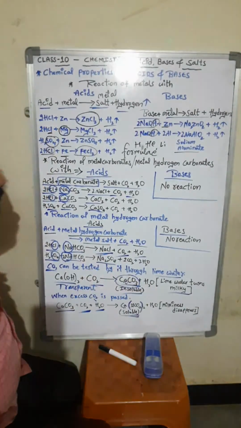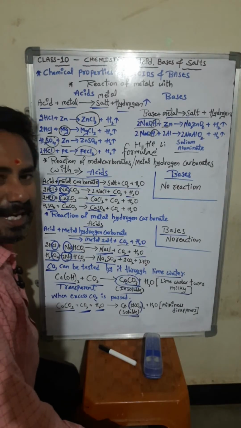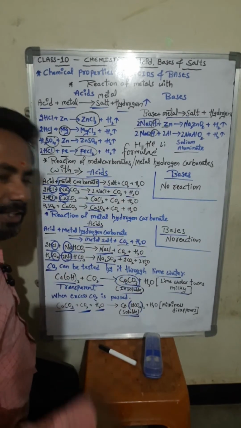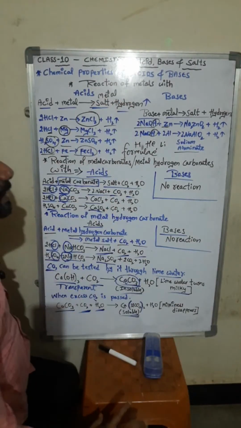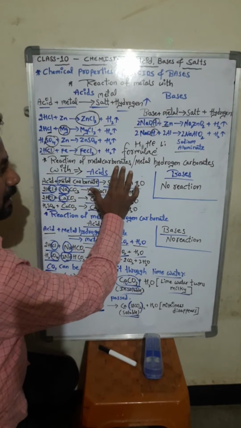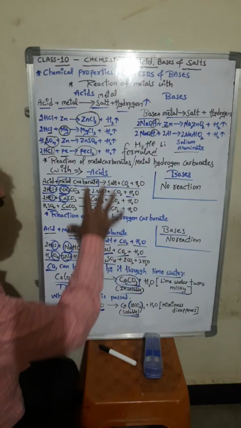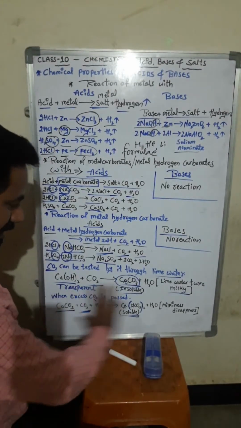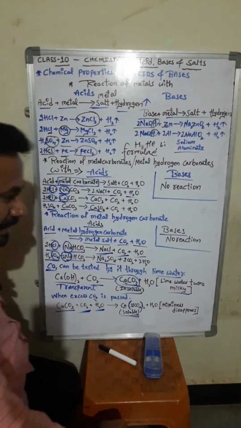Is it clear? So a very quick revision we have to see today. Chemical properties of acids and bases we have seen today. The main topic is chemical properties of acids and bases. There are still many other things as well. Today what have we learned? Reaction of metals with acids and bases. Reaction of metal carbonates and metal hydrogen carbonates with acids and bases. And we have tested whether carbon dioxide is present or not by this experiment. Understood, students? Chemistry, okay, fine.